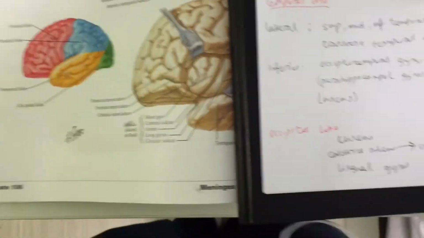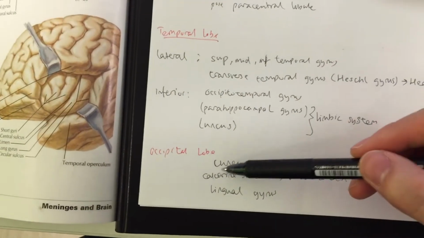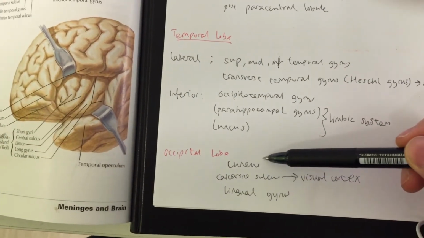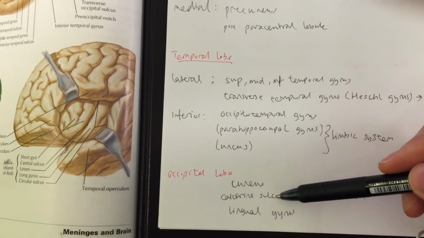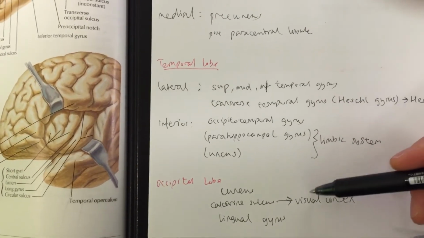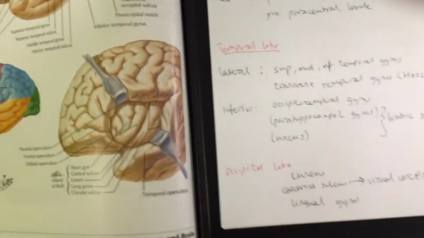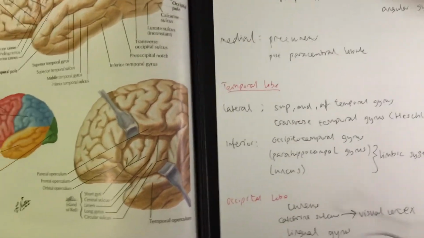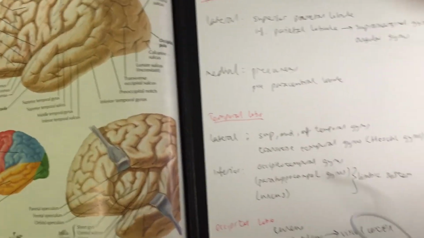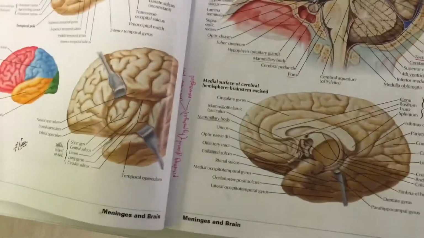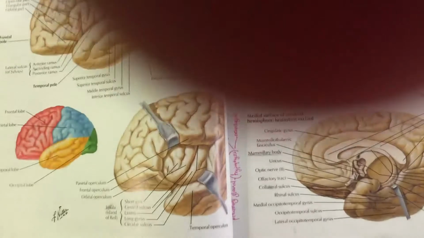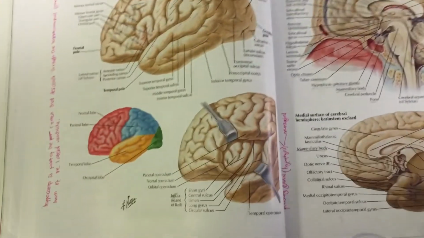So what am I mentioning here? I've written it down already. Calcarine sulcus, above is the cuneus, below is the lingual gyrus. And the importance of the calcarine sulcus is that it's where the visual cortex is found. So the V1 area, so when you have the visual pathway, ultimately it will reach this part, the calcarine sulcus, where V1 or the visual cortex is found.